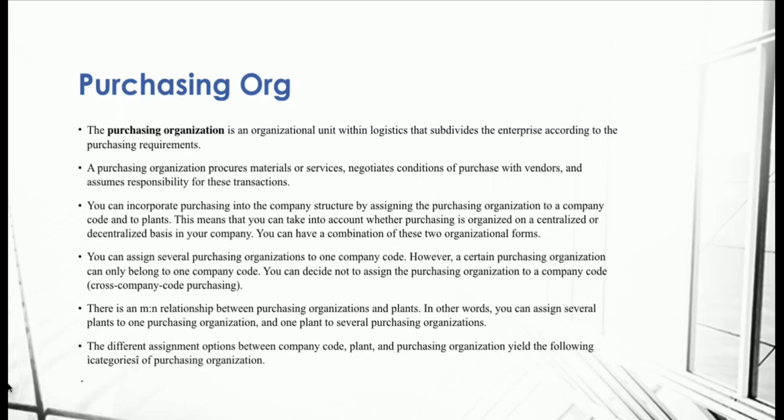However, there is an M to N relationship between purchasing organization and plants. Any number of plants can be assigned to one purchasing organization, and any number of purchasing organizations can be assigned to one plant. So in other words, you can assign several plants to one purchasing organization and one plant to several purchasing organizations. It is M to N, many to many relationship.